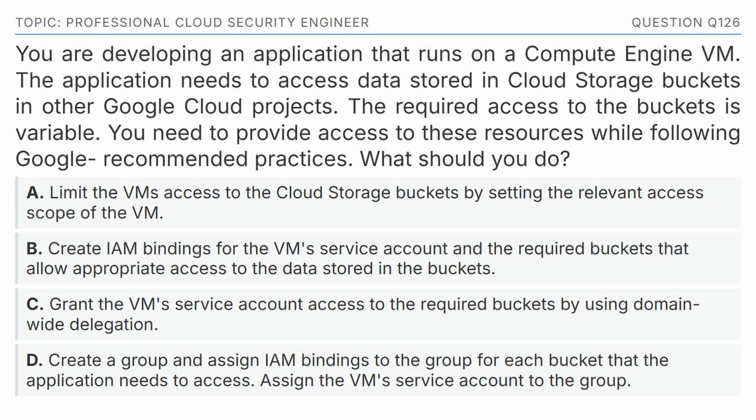What should you do? The options are: Option A. Limit the VM's access to the Cloud Storage buckets by setting the relevant access scope of the VM. Option B. Create IAM bindings for the VM's service account and the required buckets that allow appropriate access to the data stored in the buckets. Option C. Grant the VM's service account access to the required buckets by using domain-wide delegation. Option D. Create a group and assign IAM bindings to the group for each bucket that the application needs to access. Assign the VM's service account to the group.